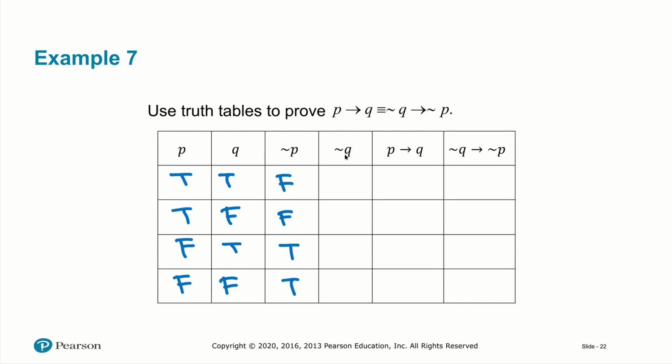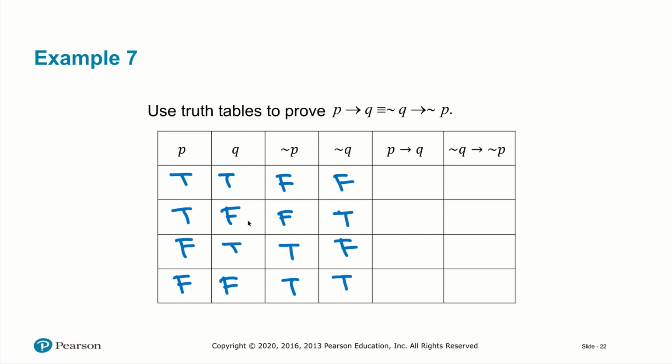Now, for not Q, you're only going to look at this column now and just take the opposite of each of these and put it in here, right? So if Q is true, not Q is going to be what? False. And if Q is false, then not Q is going to be true. If Q is true, not Q is going to be false. And if Q is false, then not Q is going to be true.